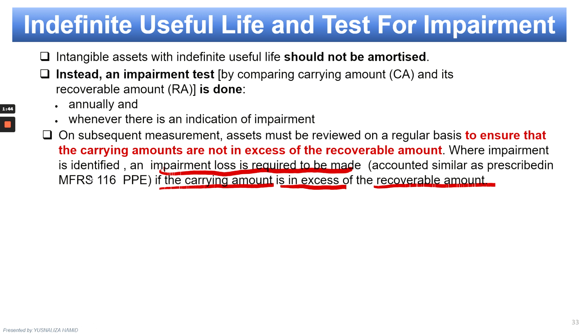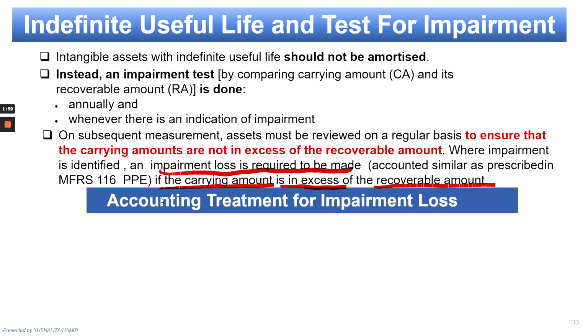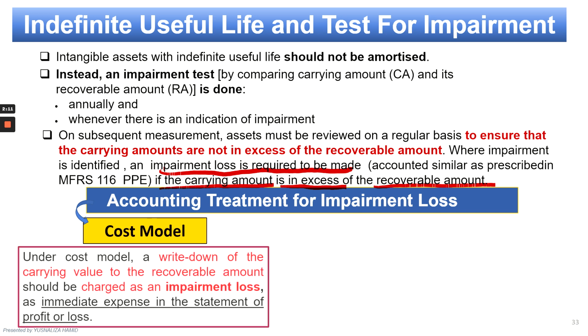This is accounted for as per MFRS 116 similarly. However, the accounting standard on impairment is actually MFRS 136, Impairment of Assets. What is the accounting treatment for impairment loss? It depends on the subsequent measurement model that has been chosen by the company. If the cost model is being used, a write-down of the carrying value to the recoverable amount, which is called the impairment loss, will be charged immediately in the statement of profit or loss.